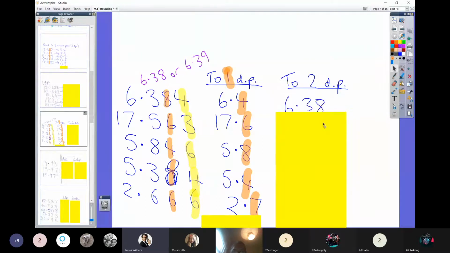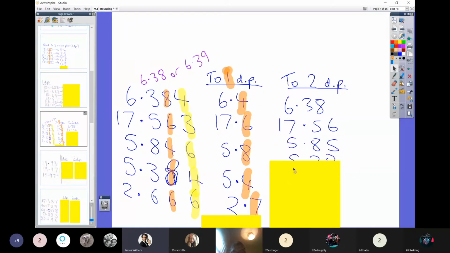The next one to 2 decimal places. It's going to be 17.56 or 17.57. Okay, it's only the second one that might possibly go up on those. Now, because the yellow one is not 5 or above, we stick with the 6, so that would be 17.56. The 3rd one down, do we stick with that 4 or do we round it up to a 5? Well, we round it up because that was a 6.